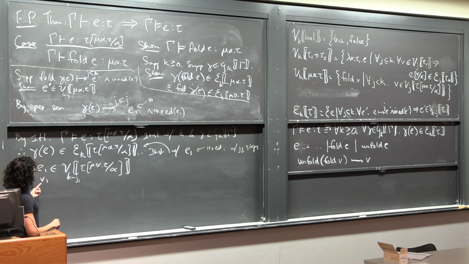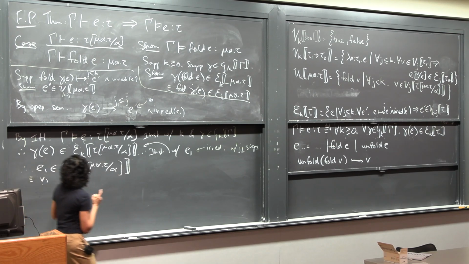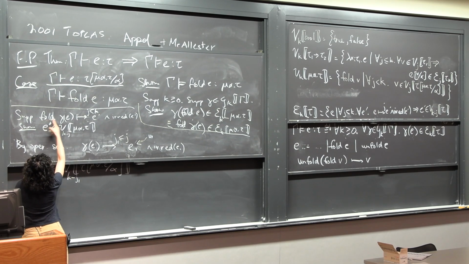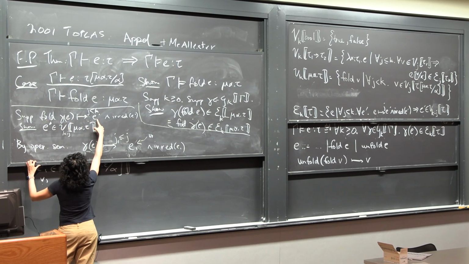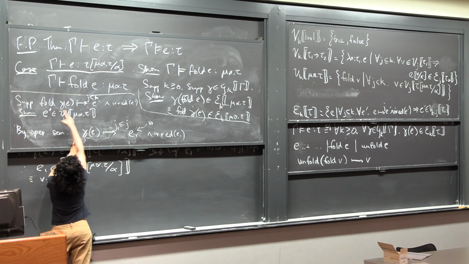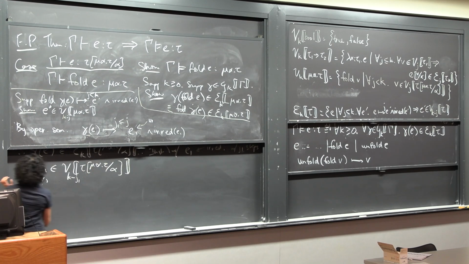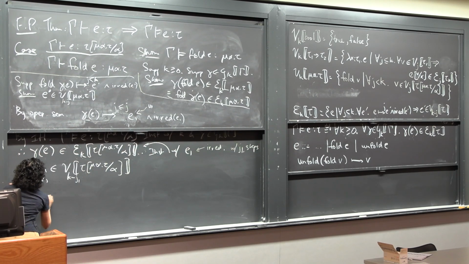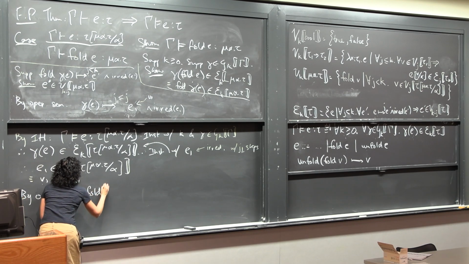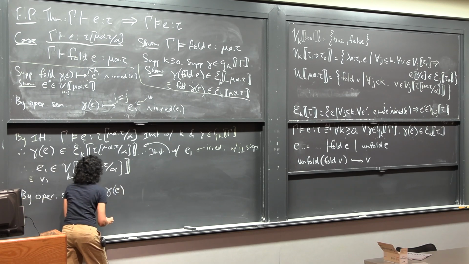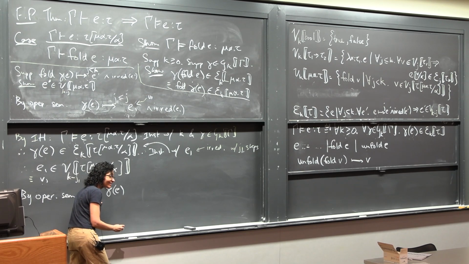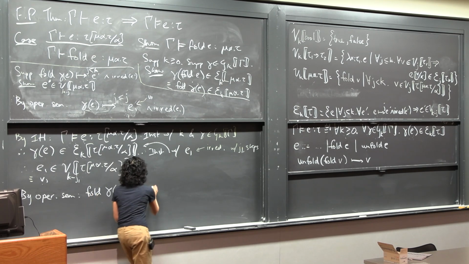So then it seems that what we need to show is that fold of this reduces to this. By the operational semantics, if gamma E reduces to a V1, then fold of gamma E reduces to... you guys can figure this out. Tell me by the time I get there. Fold V1. And in how many steps?